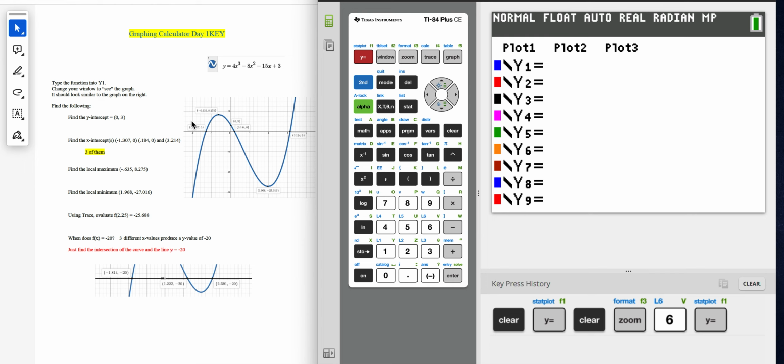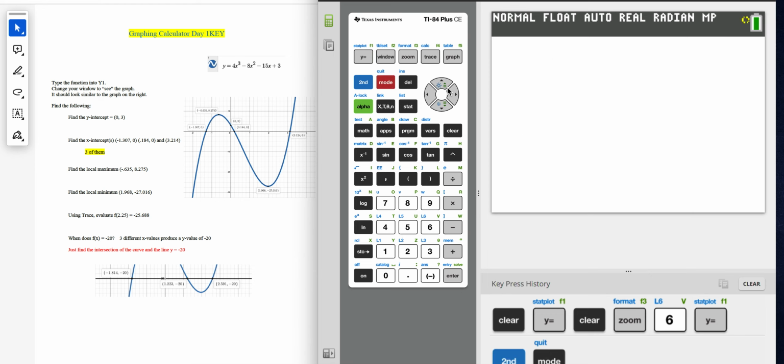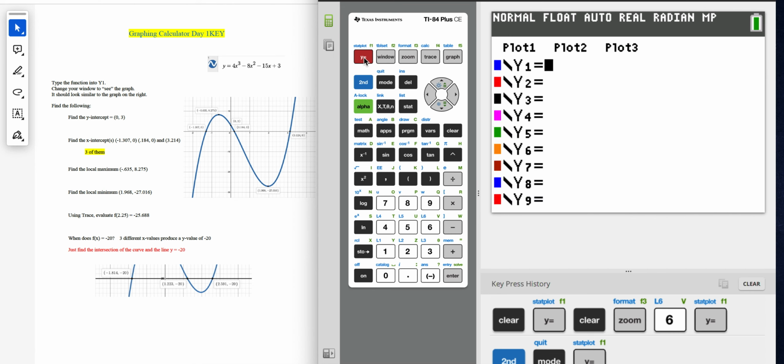Day one. So we're going to go ahead and graph this cubic function. So I went into y equals, I guess the home screen is just this. And so if I want to do normal calculations, I can be on this one. But if I want to actually look at a graph, I need to tell it what graph to look at. So I'm going to hit y equals on that top left.